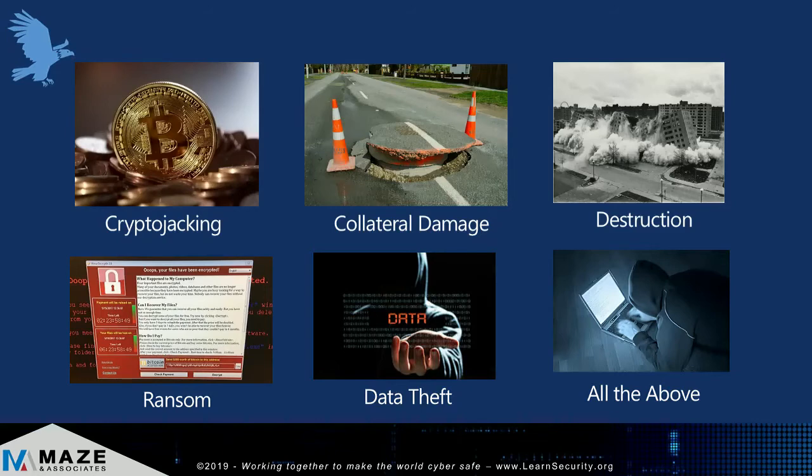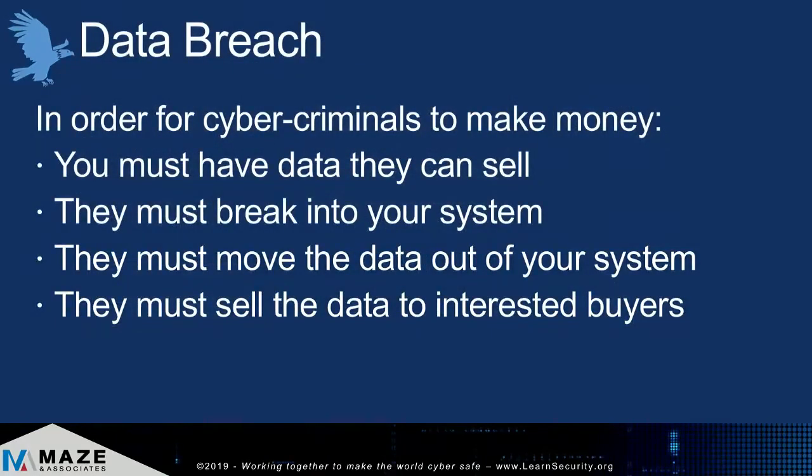But they also could try to do all of them on one target. So we have to kind of look at this. Now, let's look at a data breach. If you're a cyber criminal and you want to make money by data breach, the first thing you have to have is your victim has to have data that you can sell. So they have to have something that you can sell. If you don't have any information that they can sell in the black market, you're not going to be a target for a data breach.